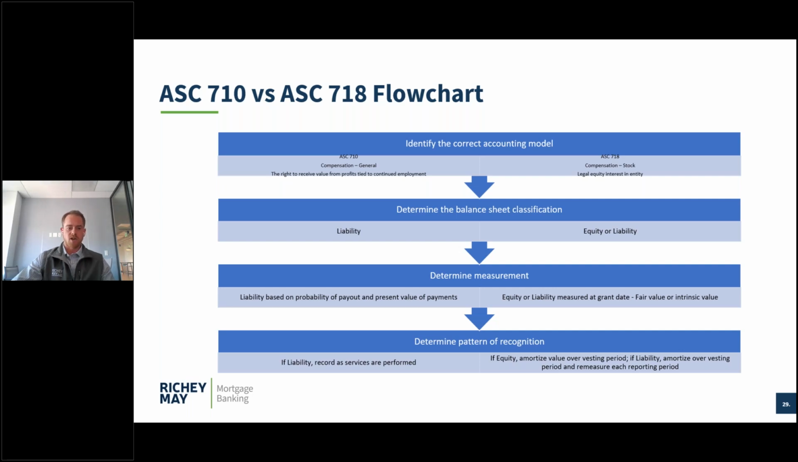710 typically is general compensation, and 718 is typically stock compensation. However, there is some overlap between the two. The scope of ASC 710 includes performance bonus, profit sharing, and specific deferred compensation contracts, but excludes stock compensation plans. And then stock compensation plans are directly under 718 themselves.